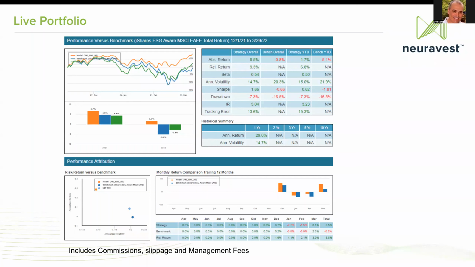And you can see as of December 1st, 21, which is when we went live to assess the strength of the strategy, it's been outperforming very nicely the benchmark, a much lower drawdown, a very nice Sharpe ratio. It's a short period of time, so don't take that as gospel.